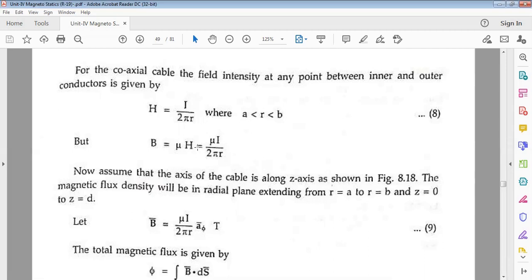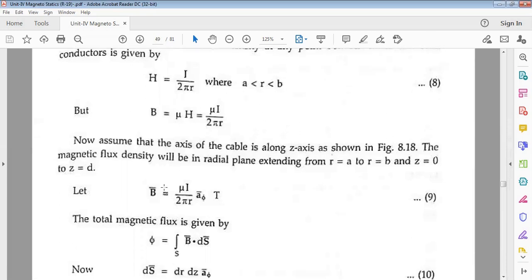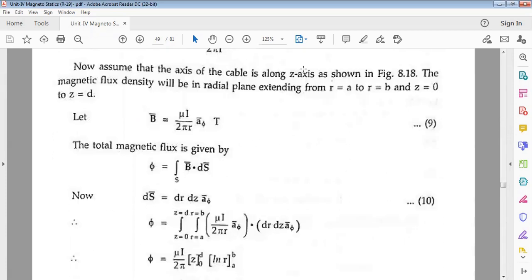And it is along the phi direction of H. H is actually in the phi direction, and B bar we consider as a vector. B bar is equal to mu I by the 2 pi R into a phi bar. Substitute this B bar in the total magnetic flux: phi is equal to B bar dot ds bar.